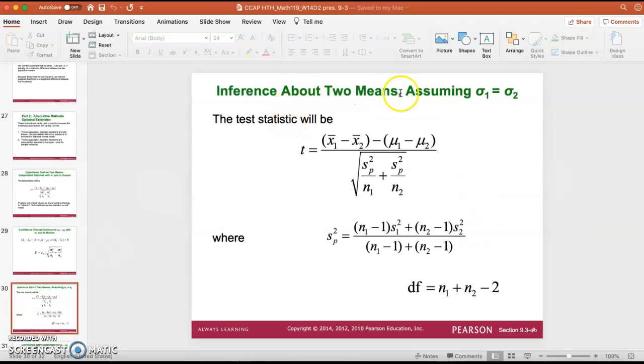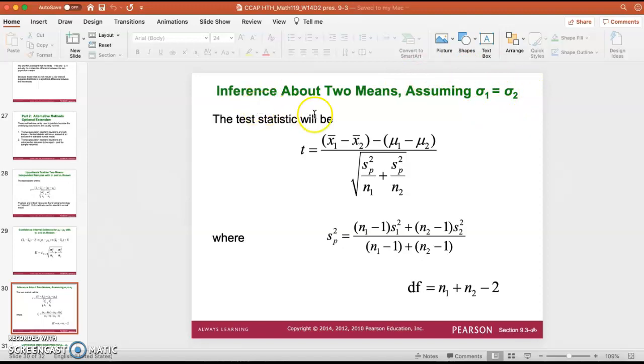So in the second case, where we don't know what the population standard deviations are for the two groups, but we're assuming that they're equal, which could be more likely because, say, for example, you're doing an experiment and the two groups have very similar treatments. So that's why this could be a little more common.